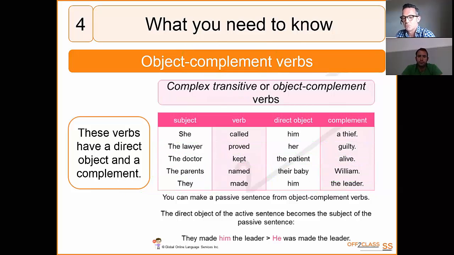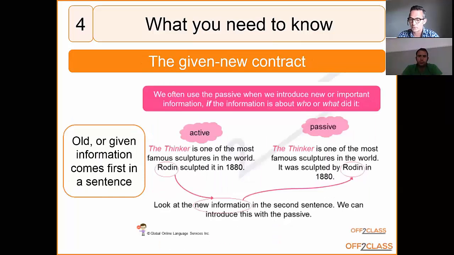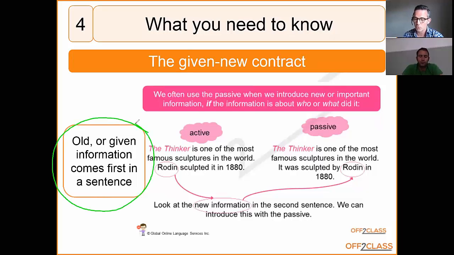Okay, so moving on from the different types of verbs that we have, I'll just speak to you again about the given new contract. Essentially it states that native speakers will present old or given information first in a sentence, and that's after we've said the first sentence. This is particularly true in academic and more formal English writing.